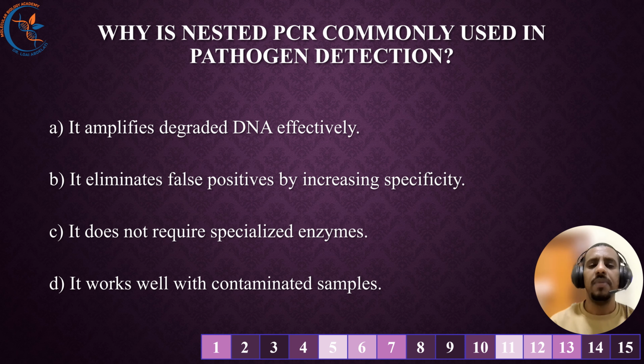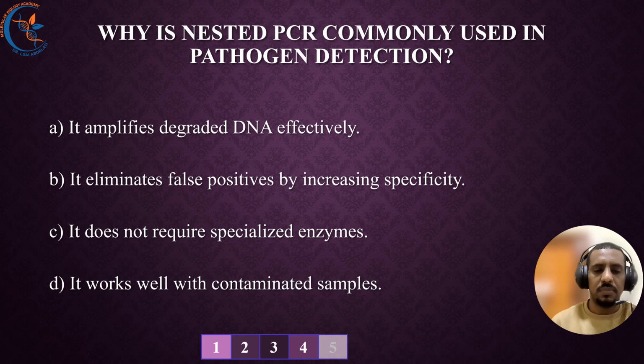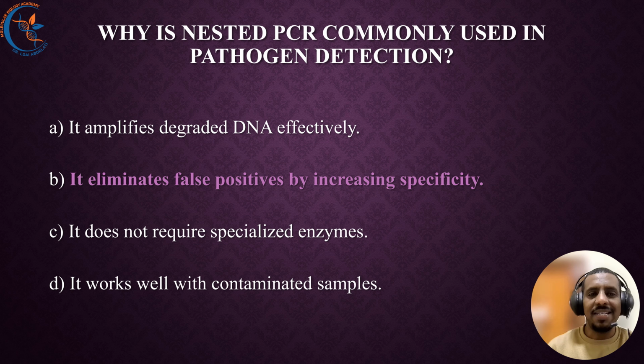Okay, the next question here. Why is nested PCR commonly used in pathogen detection? The correct answer: it eliminates false positives by increasing specificity. As I said, nested PCR enhances specificity, making it useful for detecting low abundance pathogens while minimizing false positives. All right, let's move on.